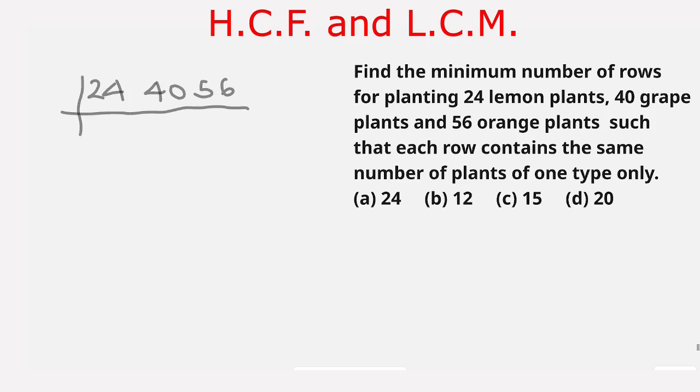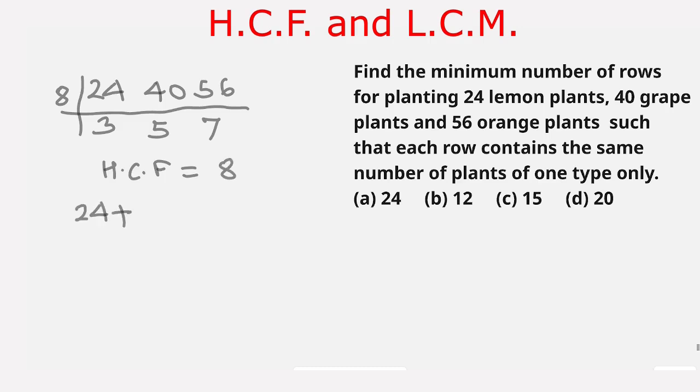All the numbers 24, 40 and 56 are divisible by 8. 8 divides 24 three times, 40 five times and 56 seven times. And 3, 5 and 7 are co-prime numbers. So the H.C.F is equal to 8.